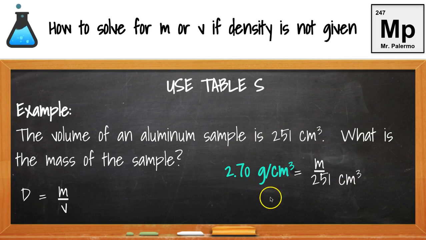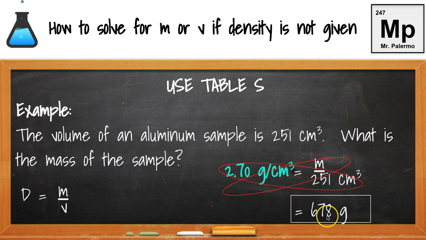And we set up the formula just as we did in the previous example. We solve for mass by setting this over 1 and cross multiplying. And we get an answer of 678 grams. Always check your work. So if you want to see if this is correct, plug it back into the formula. So put 678 on the top for mass, divided by 251, and it should give you 2.70.